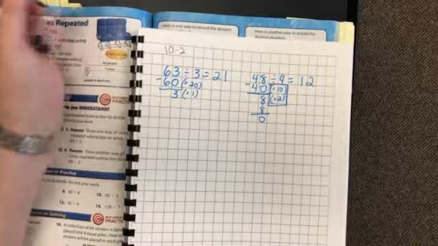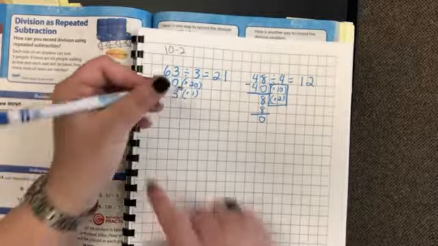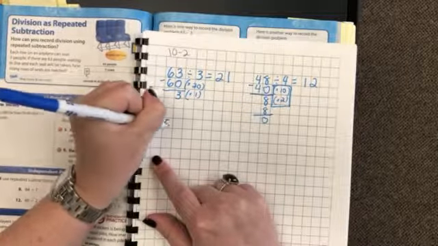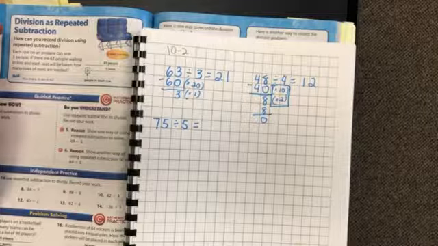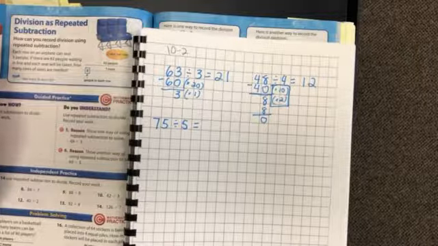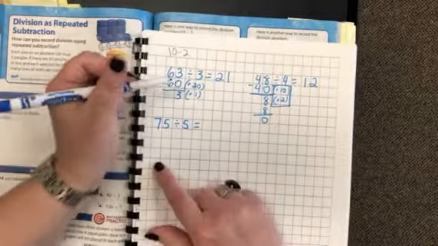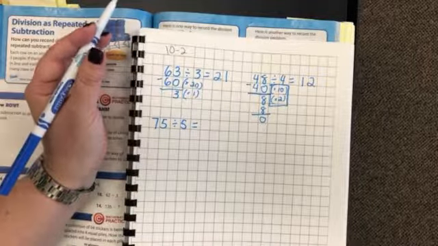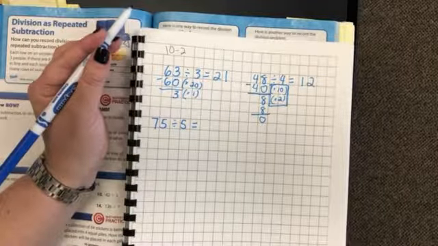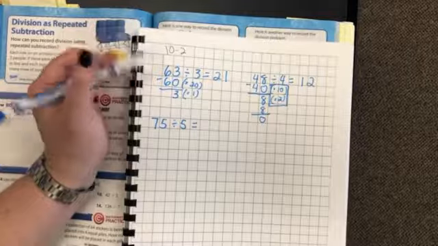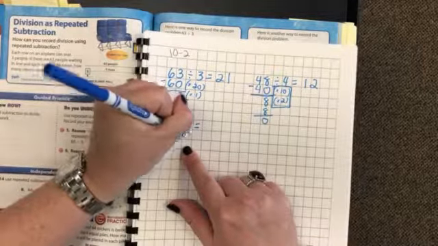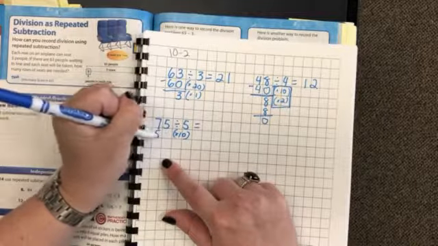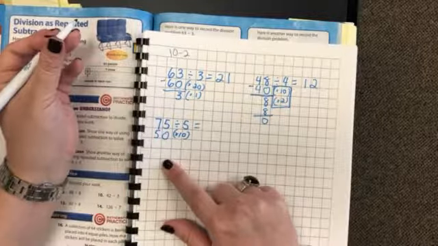Okay? Let's try it again. 75 divided by 5. We write it like this. And then underneath, what's my first step? Times 10, always, unless it is way too small and times 20 would make sense. In this case, times 10 makes perfect sense. What is 5 times 10? 50.